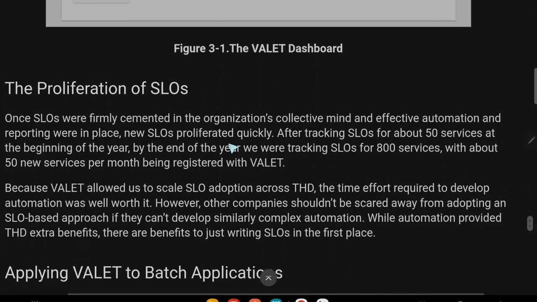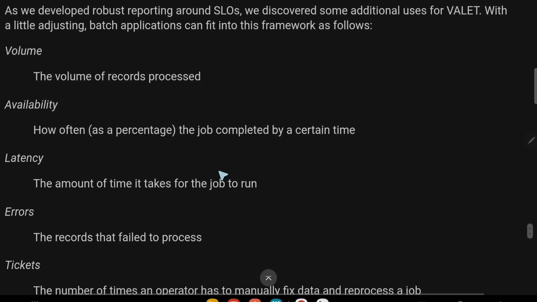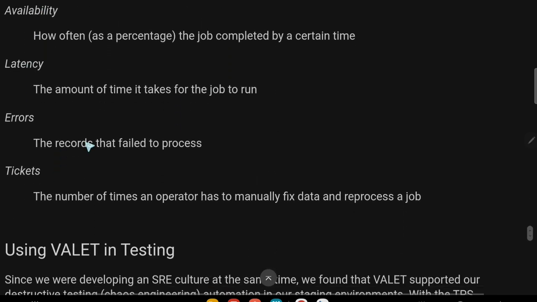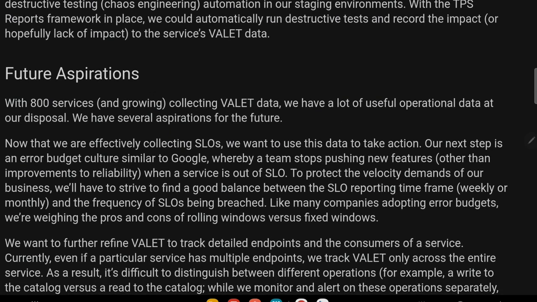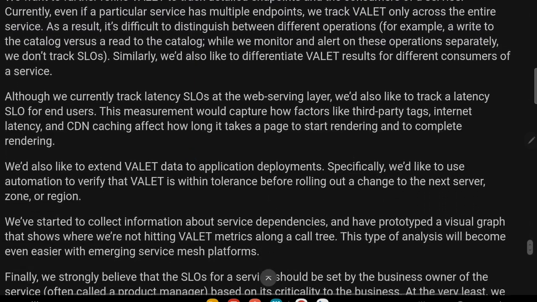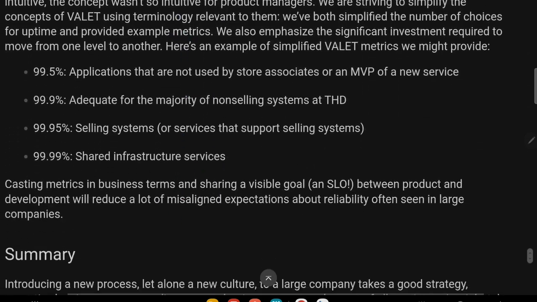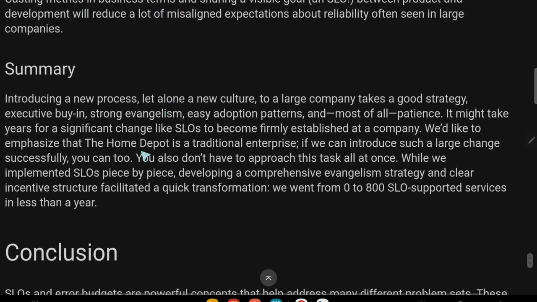It's good for a service to have such a thing. Volume, availability, latency, errors, and tickets. But for a whole chapter, I don't think we got too much from it, but it's good. It's good to repeat this, to see this. Let's read maybe just a summary.